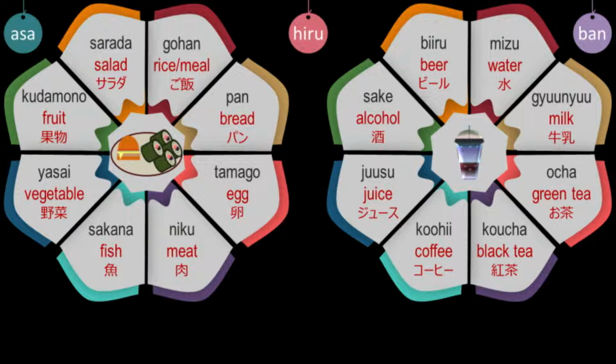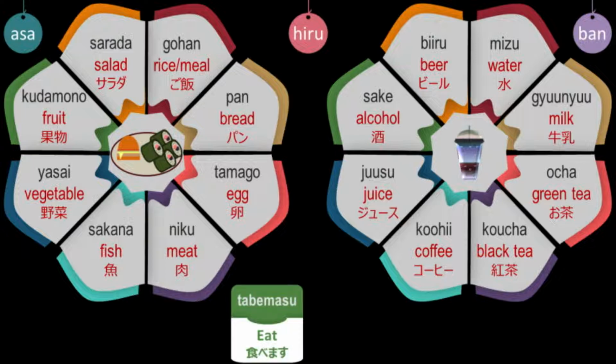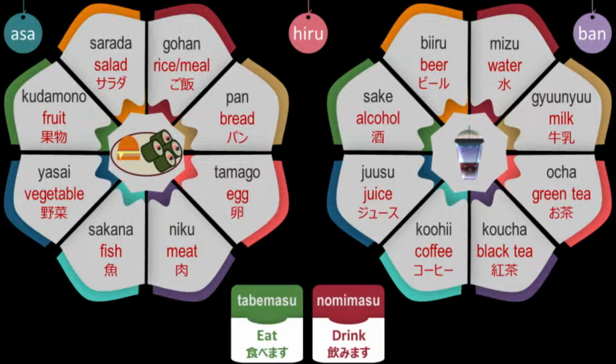Next, let me go to the verbs. The first one is tabemasu, which means to eat. Its past tense is tabemashita, and the negative is tabemasen. To know how to form the negative and the past tense, please watch my previous video on verbs. The next verb is nomimasu, which means to drink. Its past tense is nomimashita, and the negative is nomimasen.